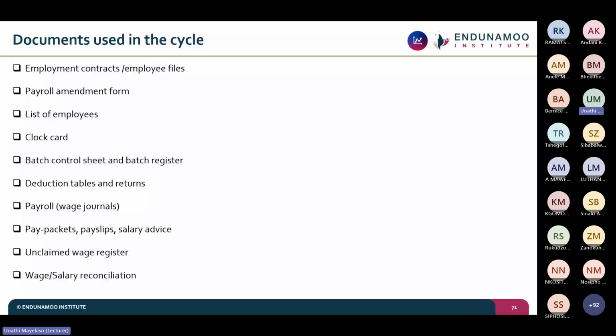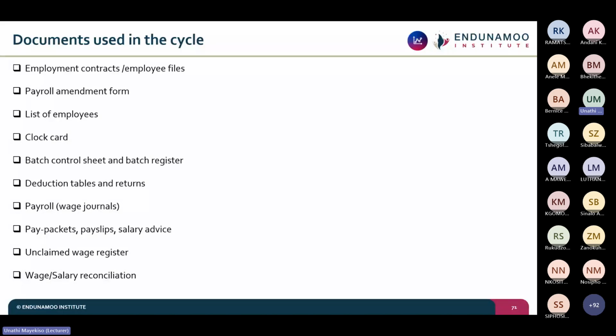Then unclaimed wage register. So if somebody didn't pitch up on payday to come and collect their pay packet, you've got to keep your unclaimed wages. And then a recon for wages and salaries. The reason why you need a recon is because your payroll is normally kept in a system that is separate from your accounting system. So you need to reconcile what's in your payroll system against what is in your accounting system to make sure that your general ledger and your trial balance agree to your payroll system.